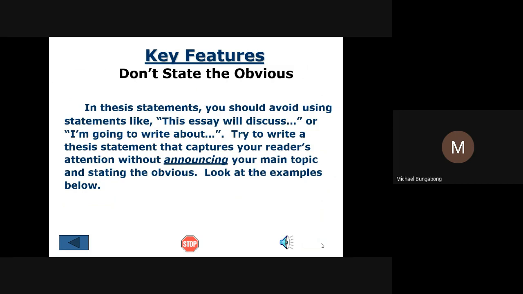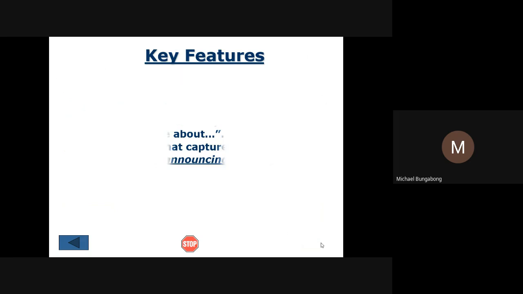So when it comes to the key features of a thesis statement, remember class, you should avoid using statements like this: this essay will discuss, or I'm going to write about, because that is pretty obvious. You don't need to write unnecessary words, because obviously you are discussing that. And of course, do not remove the element of surprise. Let your audience find your main point, your ideas, okay? Let them find it by themselves. Of course, they will understand the concept once they read your thesis statement, okay?